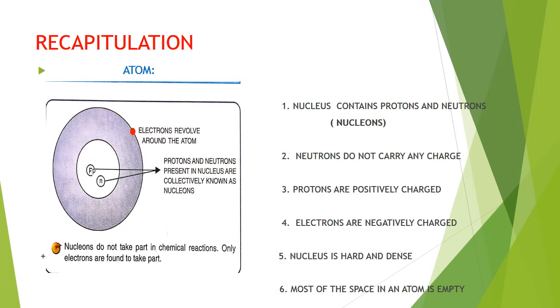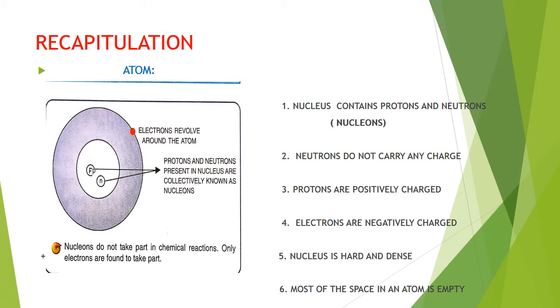Before we go into the details of Rutherford's atomic theory, it is very important for us to recall some important terms related to atom. We all know that an atom is the smallest particle of a matter and it contains three subparticles, that is electrons, protons and neutrons. Electrons are negatively charged. They are found in the shells or orbits of an atom and they revolve around the nucleus.